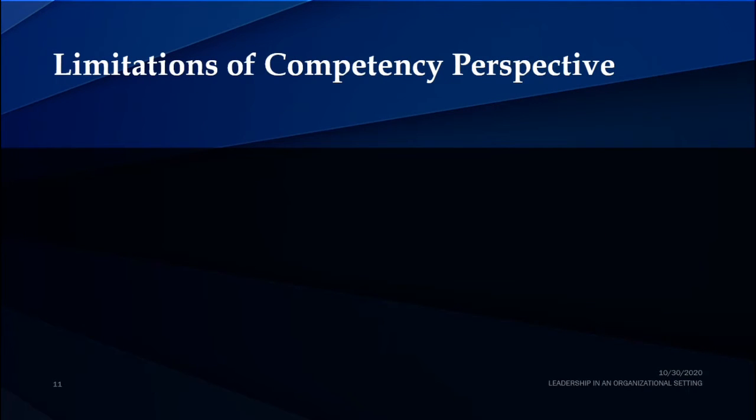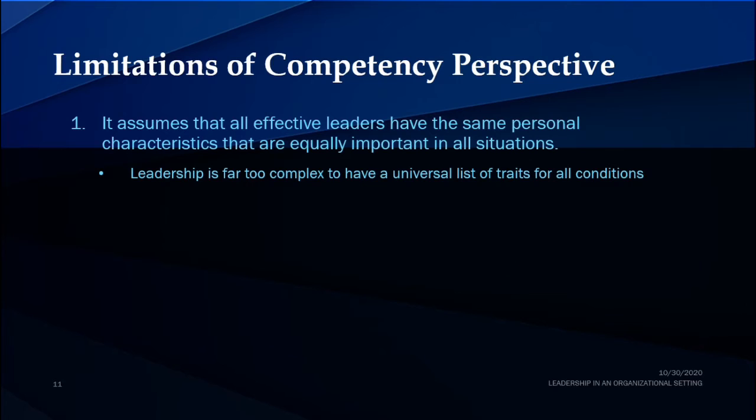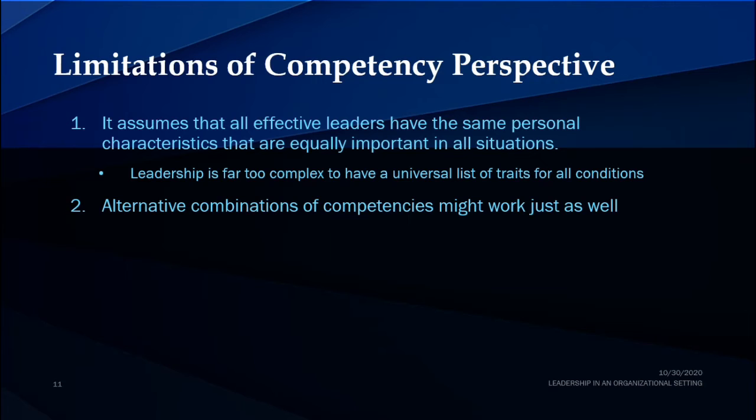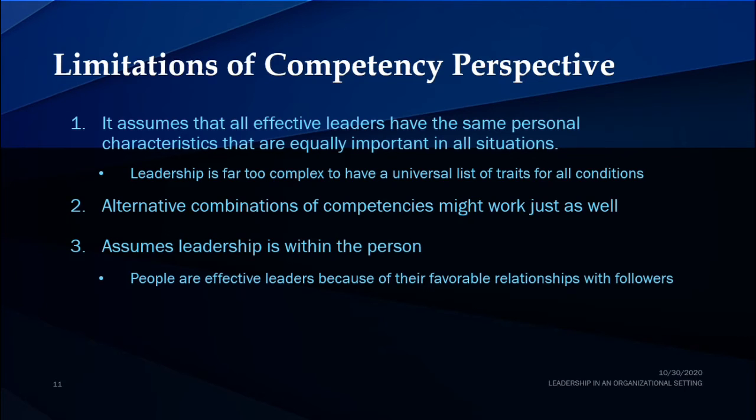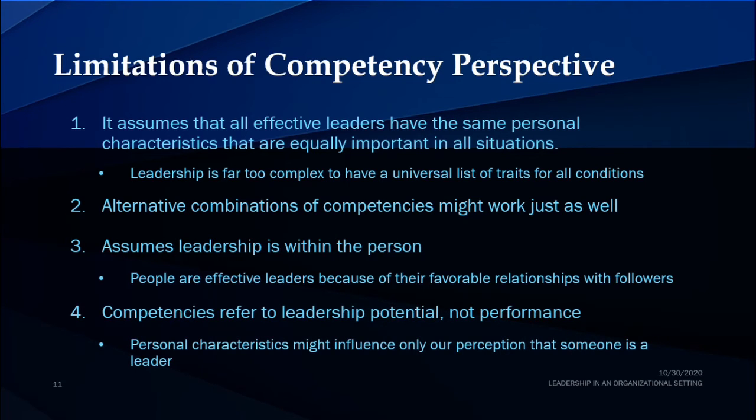These are the limitations of the competency perspective. First, it assumes that all effective leaders have the same personal characteristics that are equally important in all situations. This is probably a false assumption, because leadership is far too complex to have a universal list of traits that apply to every condition. 2. Alternative combinations of competencies might work just as well. 3. It assumes that leadership is within the person. People are effective leaders because of their favorable relationships with followers, so effective leaders can't be identified without considering the quality of these relationships. And last, competencies refer to leadership potential, not performance. Personal characteristics might influence only our perception that someone is a leader.